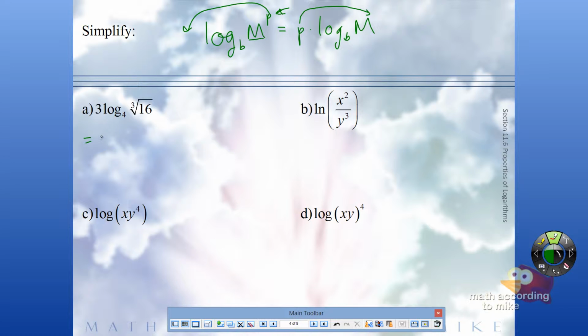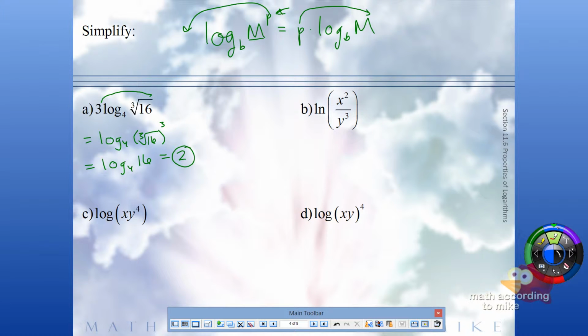According to the power rule, this is log base 4 of the cube root of 16 now cubed. I brought the 3 up as an exponent. The cube root of 16 cubed is 16. So 4 to what power gives you 16? The second power. So the answer to part A is 2. Oh, nice.